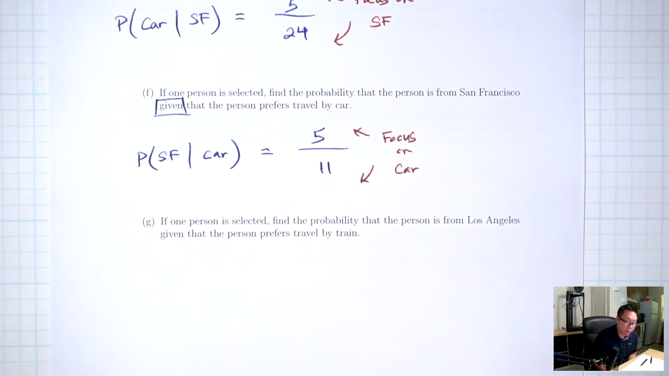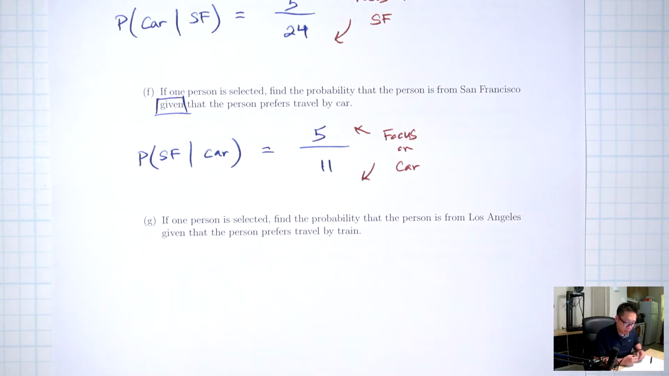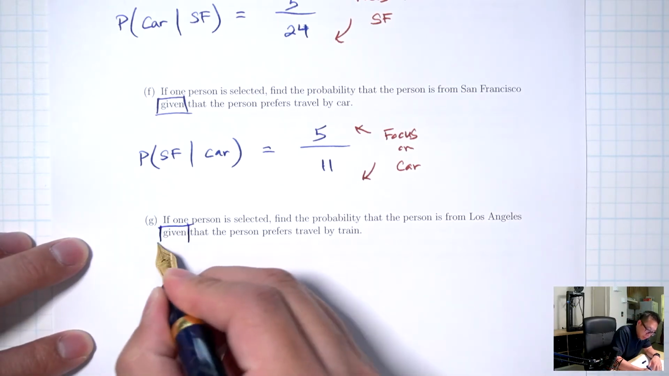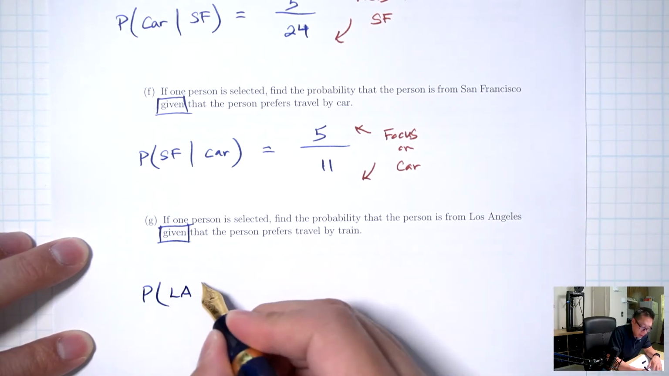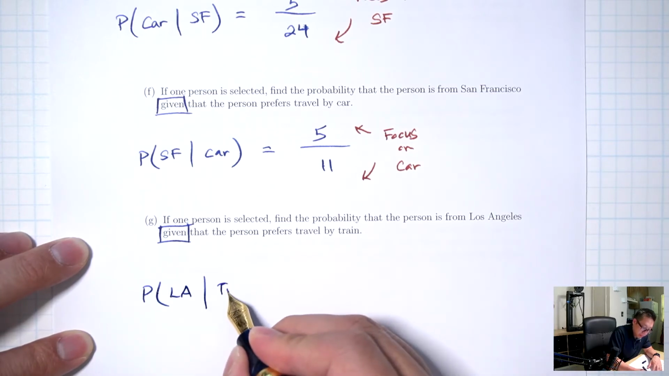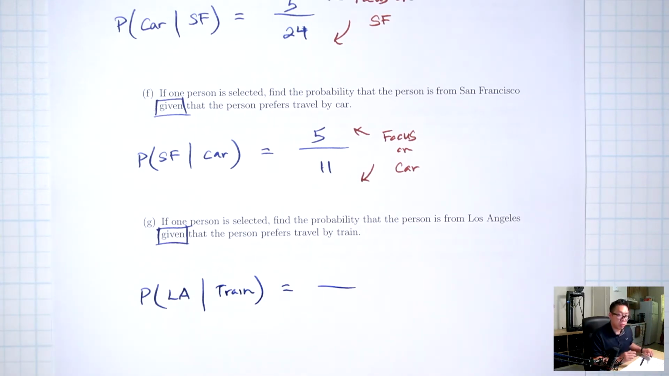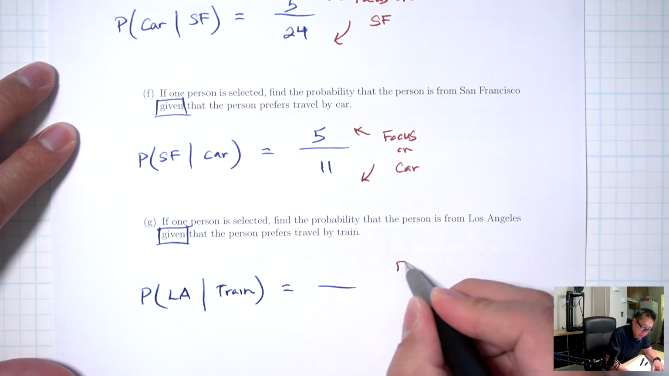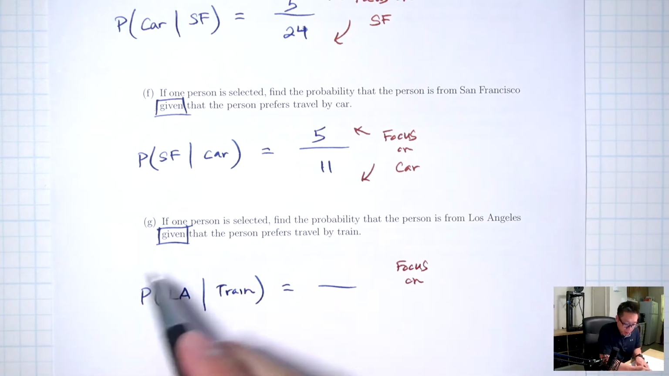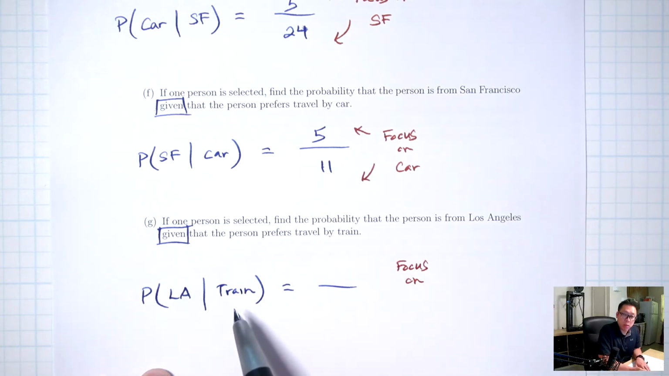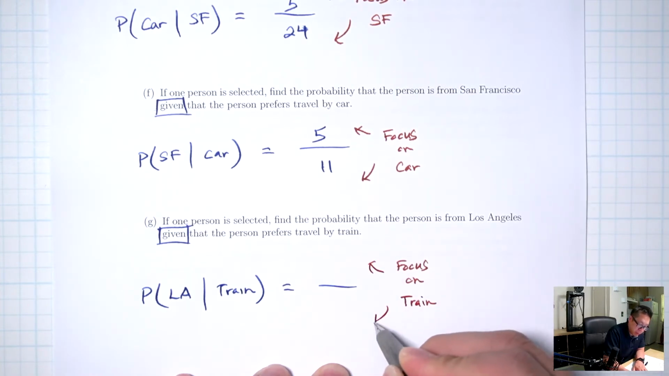If one person is selected, find a probability that the person is from Los Angeles, given that the person prefers travel by train. So once again, I see the word given. Okay, in symbols, I want Los Angeles, so LA, given train. So what numbers should I focus on here? Okay, we're focusing on the given part, which is the second part. So we should be focusing on train for the top and the bottom.